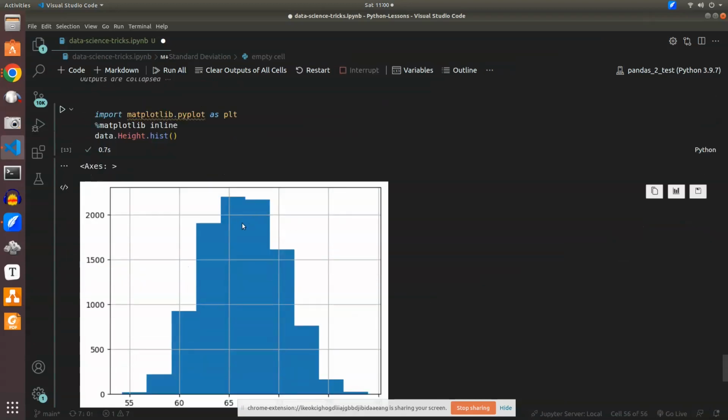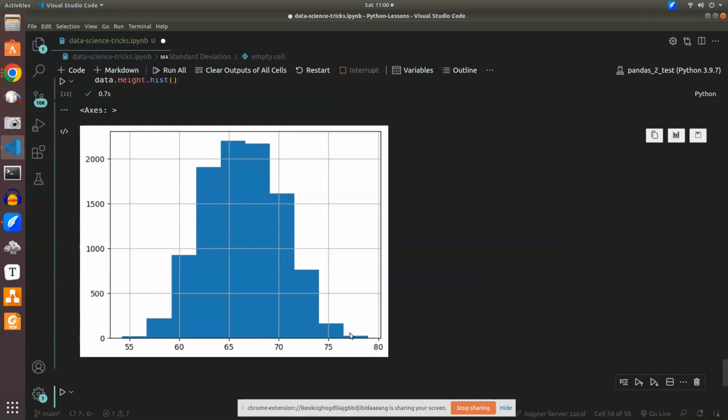So this is the histogram of your height. It almost looks similar to a normal distribution, with the mean almost between 65 and 67. You have the spread across 1, 2, 3 standard deviations, stretching from about 54 to 78 or 79.